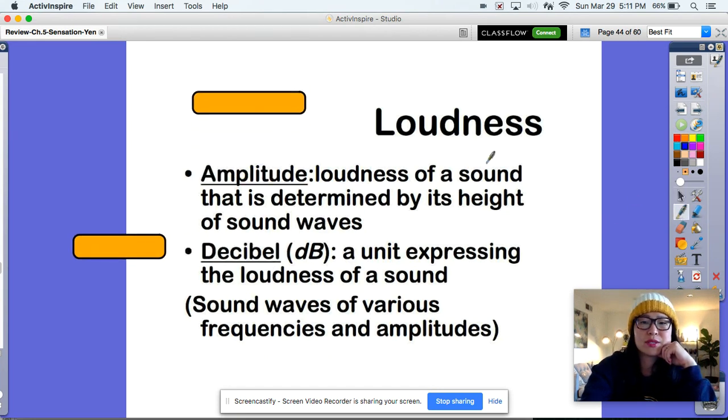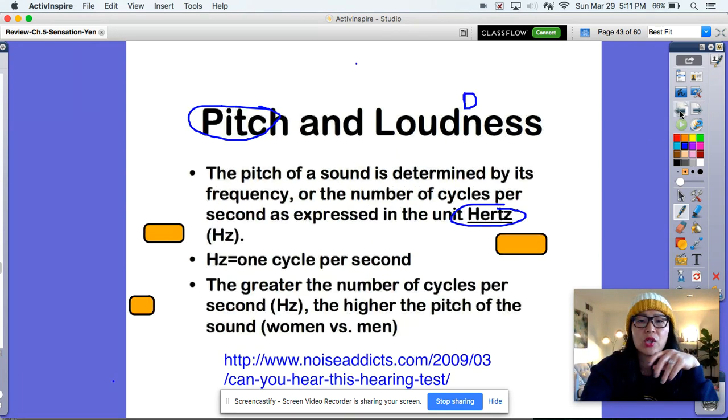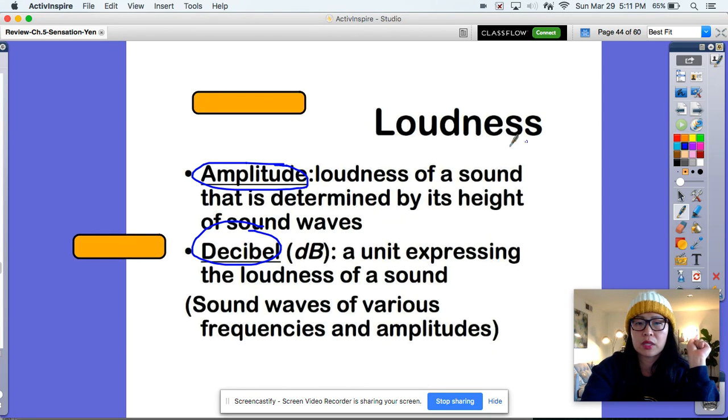So loudness is going to be amplitude and decibels. So amplitude is going to make it louder. It's measured in decibels. Okay, one other word for pitch is frequency. So 3 words: pitch, frequency, hertz go together. Loudness, amplitude, decibels go together.